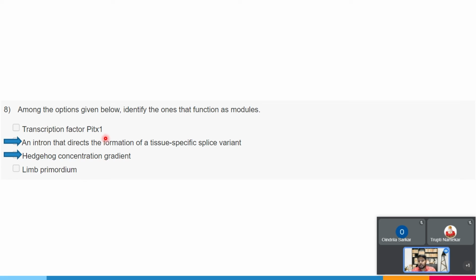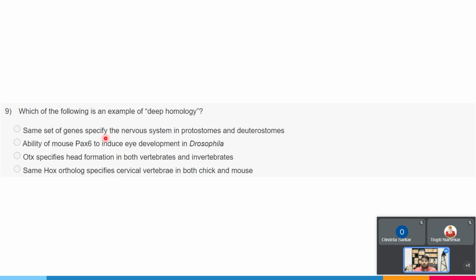And transcription factor PTX1 will not be a module because transcription factors act combinatorially. Then there needs to be various transcription factors present, and thus they are dependent on other transcription factors as well. But enhancers can instead be modular. So enhancers are modular, independent of everything else, but transcription factors act combinatorially and they are dependent on other transcription factors. So that was that particular question.